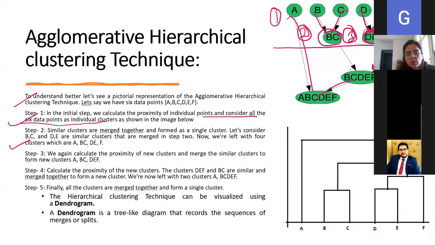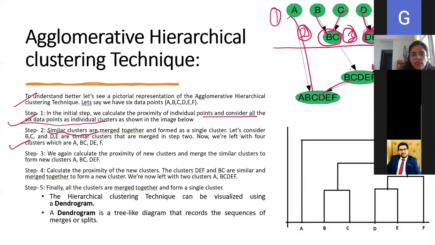Step 2 is that similar clusters are merged together and formed as a single cluster. What does similar clusters mean? How does the algorithm know these are similar clusters? How were DE joined, and BC joined? Based on the distance. Yes, based on distance: what is the distance between them, the smaller the distance, the closer they are, and those clusters are similar. So the second step is that similar clusters are merged together and formed as a single cluster.